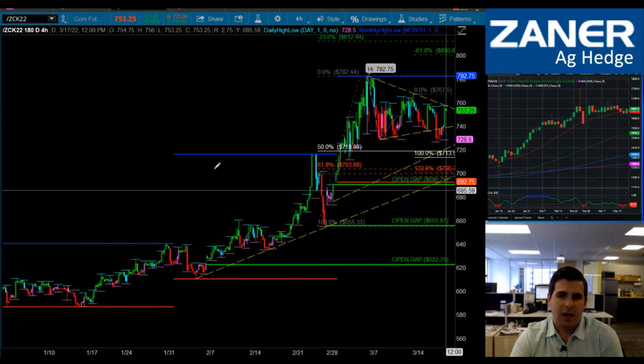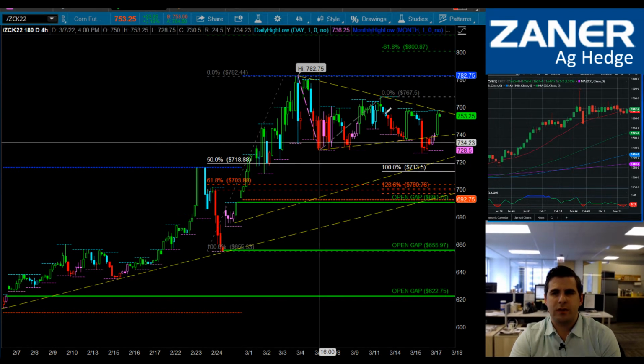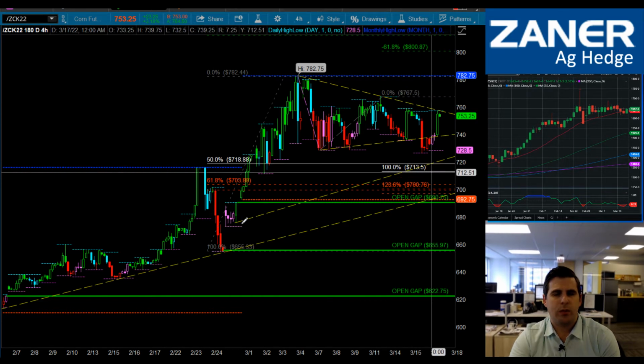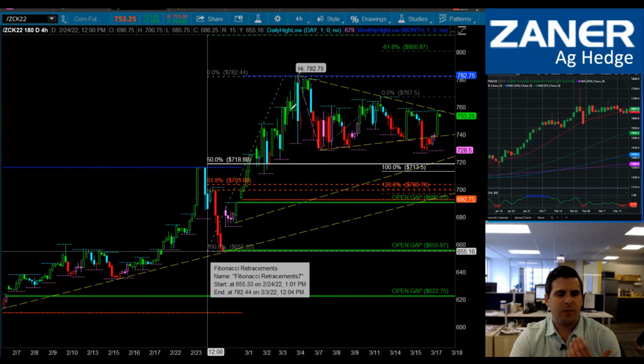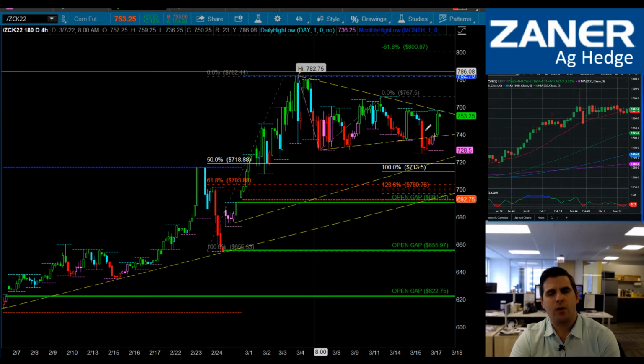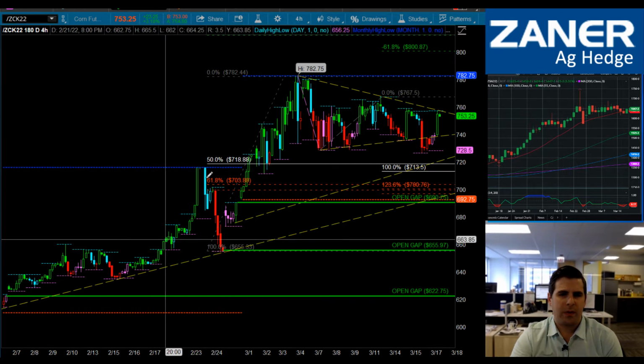that we could come down and test. The 17-13 area, equal legs down. If it were to trade down into that area, also would be a 50% retracement from the 655 lows through the 782 highs that we currently have in the market. That area would be supportive, in my opinion.